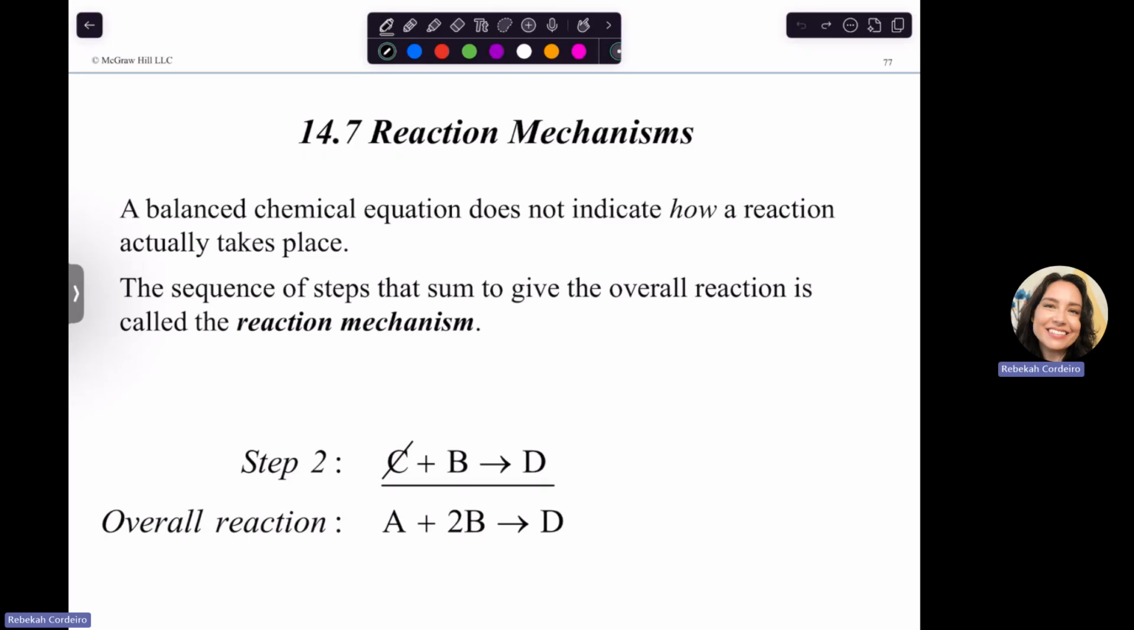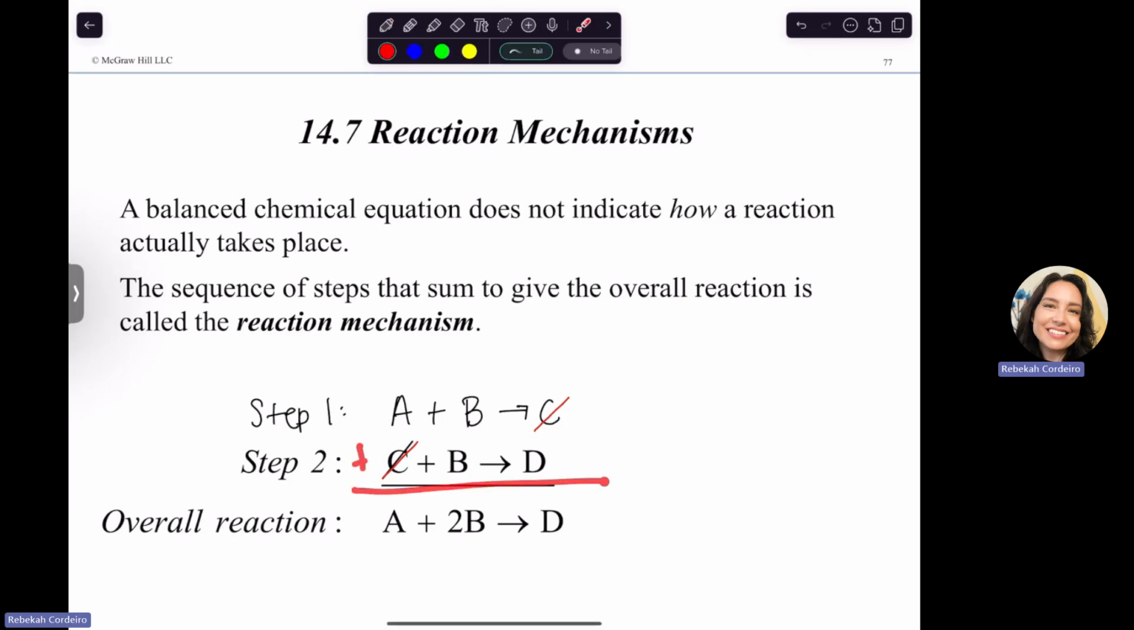Oh, and the slide is missing step one here, so let me try to fill in what step one would be. Step one would be A plus B makes C. So for this generic reaction, the first step is A adds B to make C. But then the second step, we take C and we use it. So C actually cancels out in the overall reaction. So my overall reaction, thinking about Hess's law, kind of adding things up, is A to B makes D. So that'd be an example of a reaction mechanism.